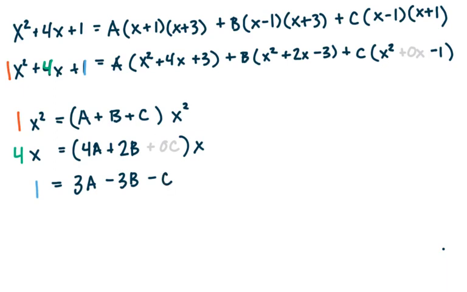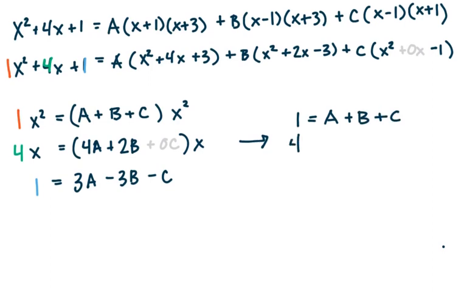So I've set this up as a system of equations. This allows me to get rid of the x squared on either side and get rid of the x on either side. I can write this as 1 equals a plus b plus c. I have 4 equals 4a plus 2b. I do not need to write plus 0c. And then I have 1 equals 3a minus 3b minus c.